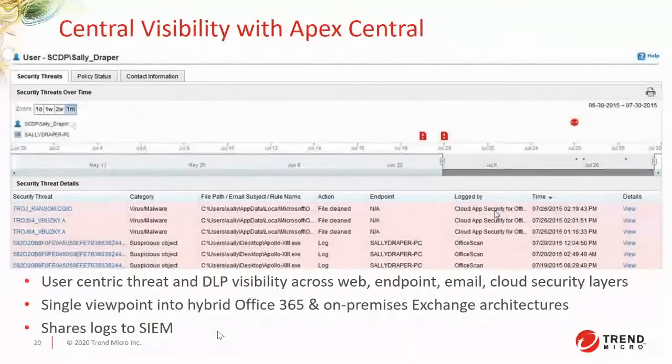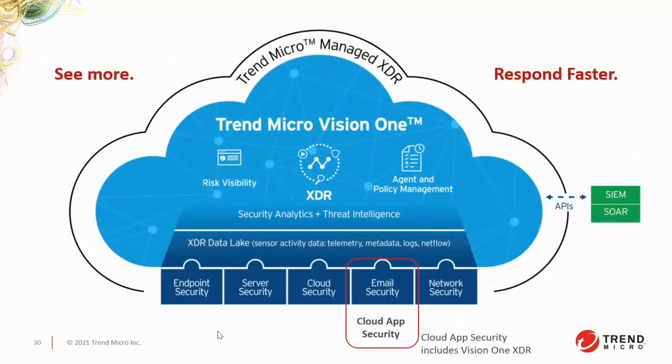We provide centralized visibility through Apex Central, where our Cloud App Security is integrated with Apex Central, the centralized visibility and management, where we can provide the threat intelligence and connected threat defense. So what's learned by the Cloud App Security will be learned by Trend Micro products.